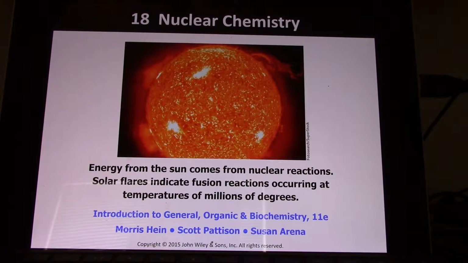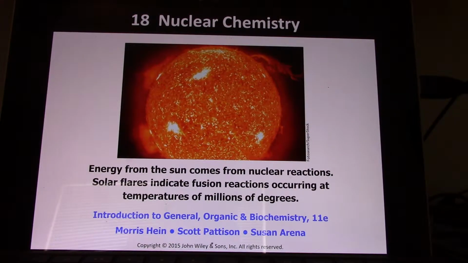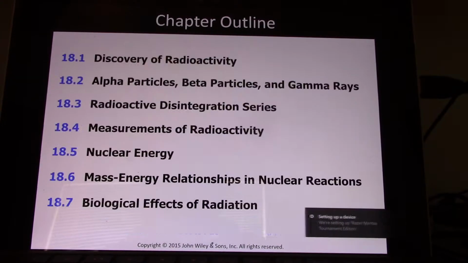Chapter 18, Nuclear Chemistry. Here we have a picture of the sun. And the sun is doing nuclear fusion. It's taking hydrogen gas and fusing it into helium, and in so doing, releasing a massive amount of energy, which is why the sun is the energy source for all of Earth.